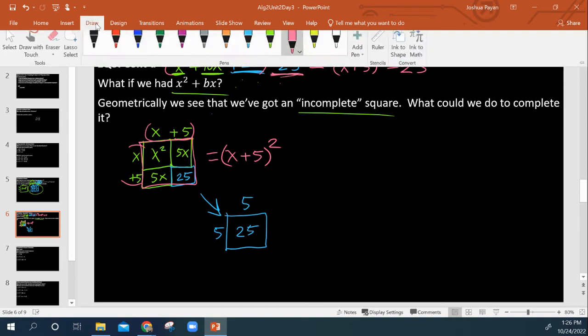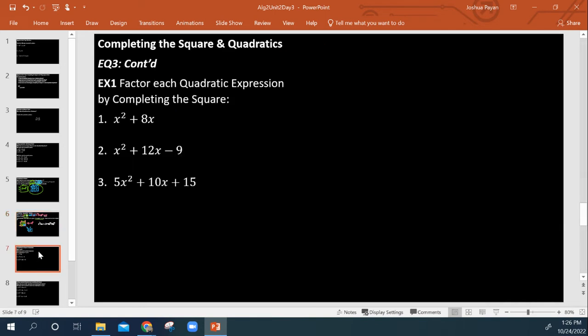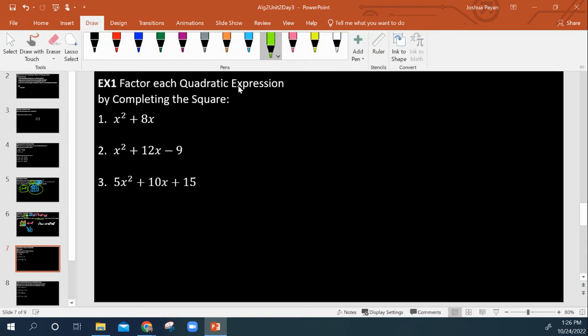This leads us to a generalization, such that if we have an incomplete square, x squared plus bx, it's factorable into the difference of a perfect square and half of b squared. And that's exactly what we see happen. B was 10, half of b was 5, and half of b, 5 squared, gave us that 25. So now let's practice this on some actual examples.